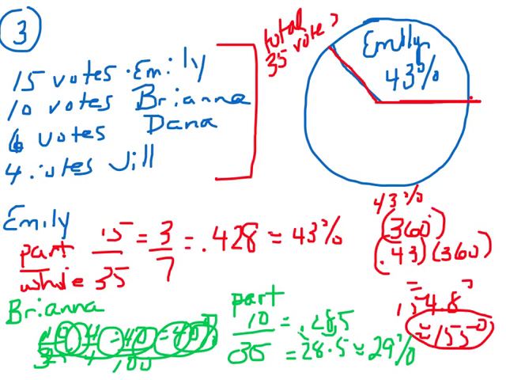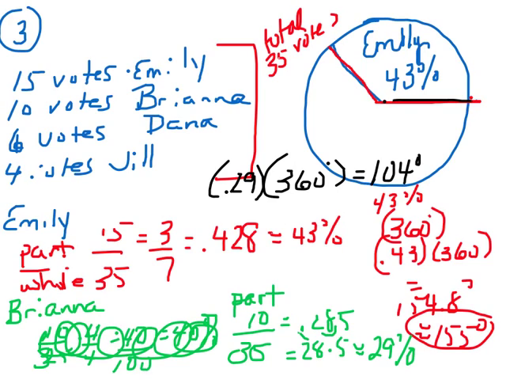I would say, well, the whole circle is 360 degrees. I have 29% of that, which is about 0.29. If I wanted to be really accurate, I could multiply by 0.285, but we'll just use 0.29. And when you multiply that out, you get 104. Okay, so 104 degrees is going to represent Brianna. Again, that's not all the circle, but it's a good chunk of it.